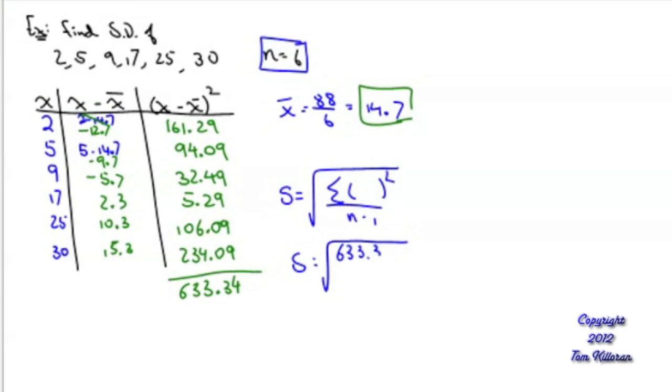What is my n minus 1? Well, n was equal to 6, so n minus 1 will equal 5. You can type this whole thing into your calculator. Where did you get your 5 from? N is equal to 6, minus 1 is 5. Okay. So in your calculator, type square root, that's second x squared, and then type in 633.34 divided by 5 and hit equals.